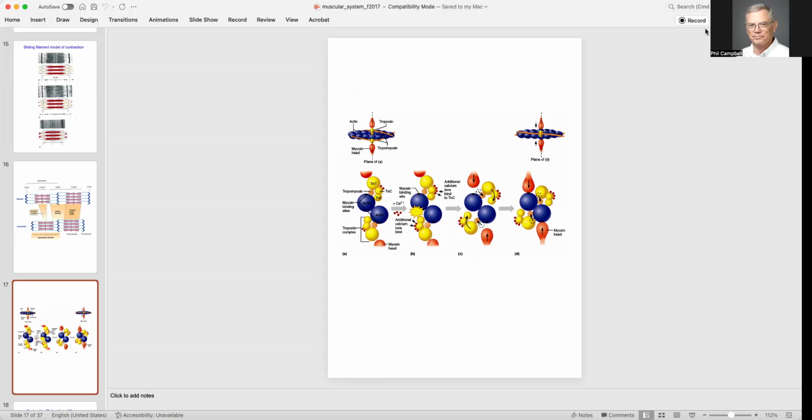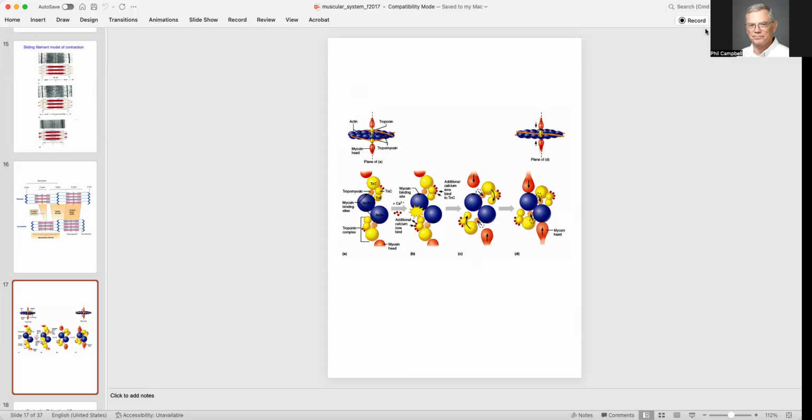Now, under relaxation, the myosin head cannot access its binding site on the actin molecule because the troponin complex is in the way. It's physically blocking the binding of myosin to the actin. So since I can't bind myosin to actin, I can't undergo a power stroke, I cannot contract. To initiate contraction, I've got to move the troponin complex out of the way.